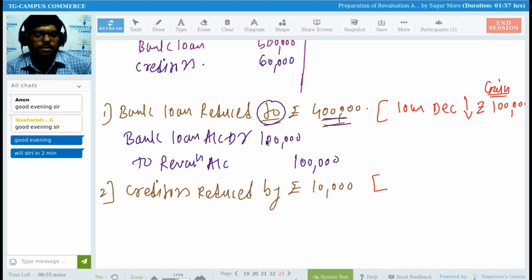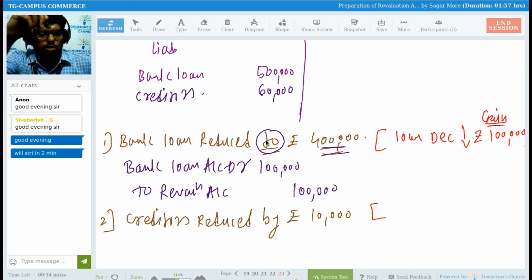Sir, I can't understand. Okay, no issues. Read the first adjustment once again. Bank loan reduced to rupees 4 lakhs. Whenever it is given 'to', it means today's value. Today's value is 4 lakh, and you compare today's value with the previous value. Previous value was 5 lakhs, today's value is 4 lakhs. So you understood that value decreased by rupees 1 lakh, and you consider this a gain. Now, what is written over here? Read once again.